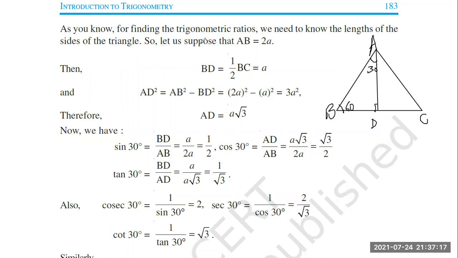So let us suppose that AB is equal to 2A. इसको 2A के रूप में लिया गया है. We need to know the lengths of the sides of the triangle. AB जब 2A है, तो BC is also 2A, and AC is also 2A. But I told you that AD is a median also. It is perpendicular as well as median. These two parts are equal. So now BD will be half of 2A, that is, it will be A. 2A का आधा कितना होगा? A होगा. So this will also be A.